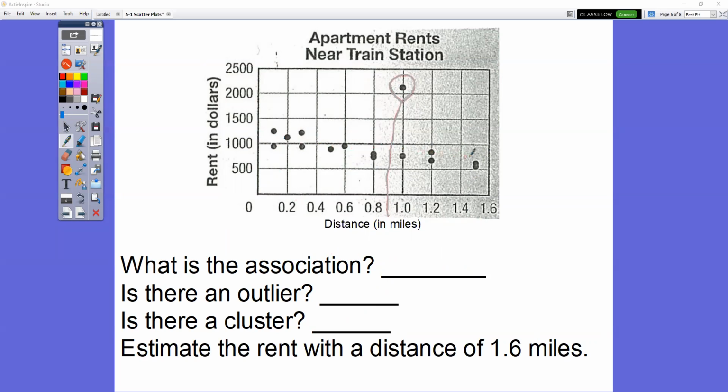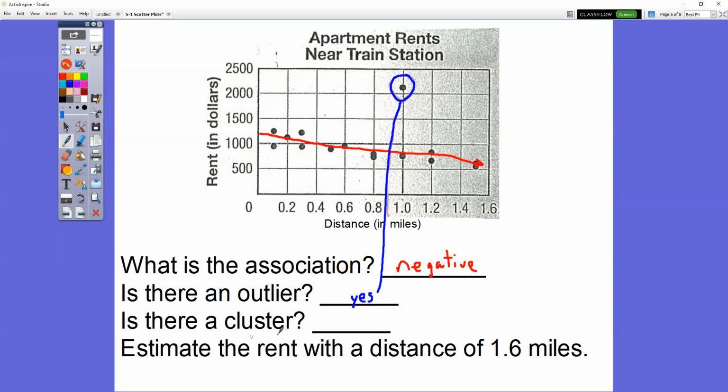What is the general trend of the data as we go from left to right? Well, as we go from left to right, notice that this is going down, down, down, down, down. So as we go from left to right, it's going down. Therefore, this is negative. Is there an outlier? Is there a point that's really far away from all the other points? Yes, there is. This point right here is far away from all the other points. So is there an outlier? Yes, there is. For some reason, this apartment is really expensive, while the other ones that same distance away are cheaper.